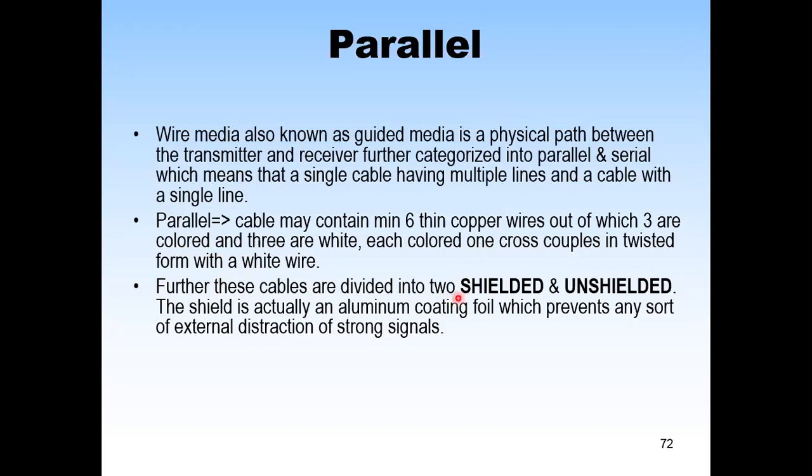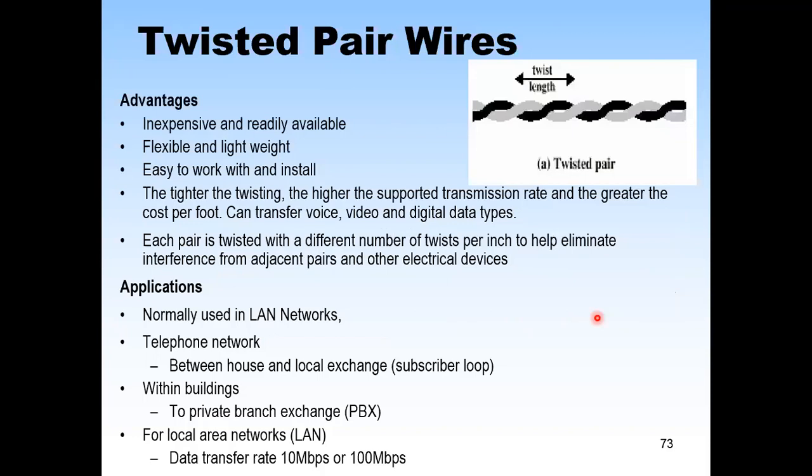Further, these cables are divided into two, shielded and unshielded. The shielded is actually an aluminum coating foil which prevents any sort of external distortion from strong signals and noises. It helps to reduce the noisy effects. In twisted pair, in order to eliminate the noise effect, we twist them so that if noise is added in this way and noise is added in that way, these noisy effects are cancelled out. So this is the reason why we twist them.